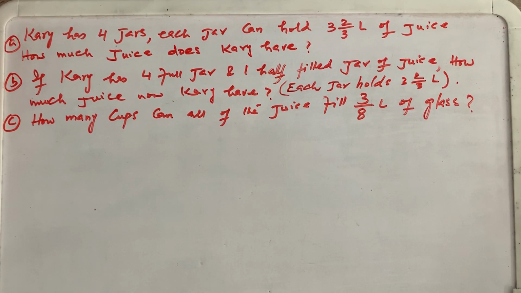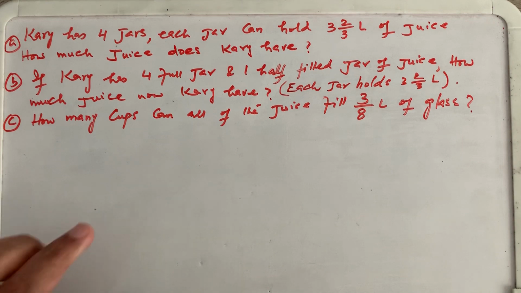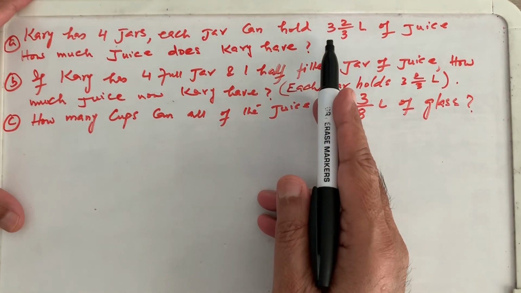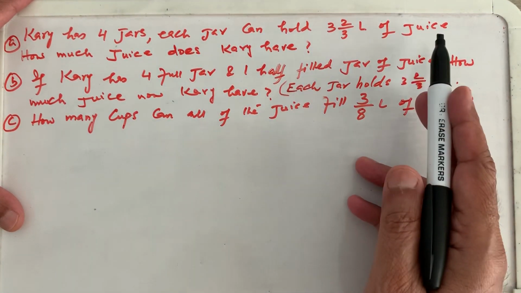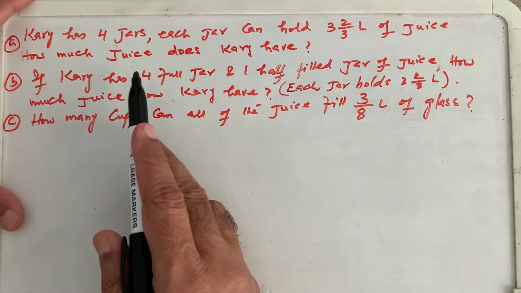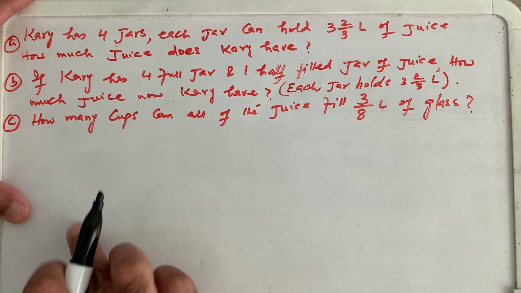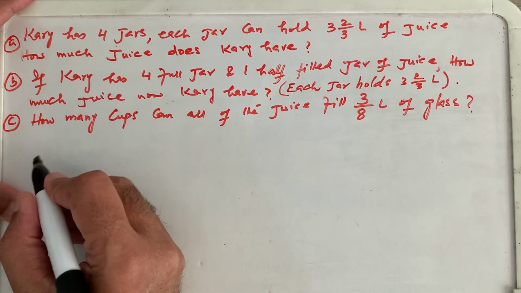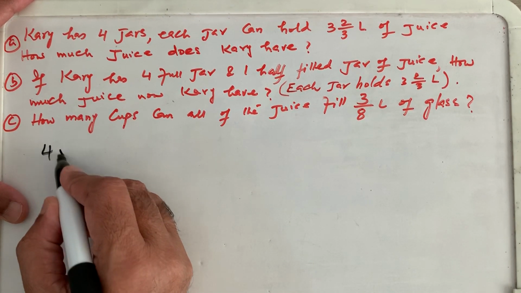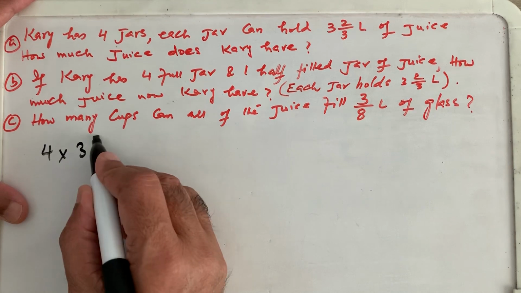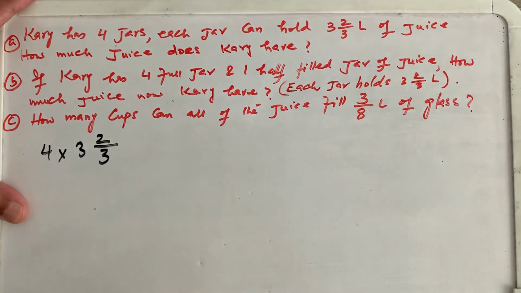So we are continuing our topic here for fractions and we have a word problem here. Kary has 4 jars. Each jar can hold 3 whole and 2 by 3 liters of juice. How much juice does Kary have? That means it's simple multiplication of the fraction because Kary has 4 jars and each jar contains 3 whole and 2 by 3 liters, right?